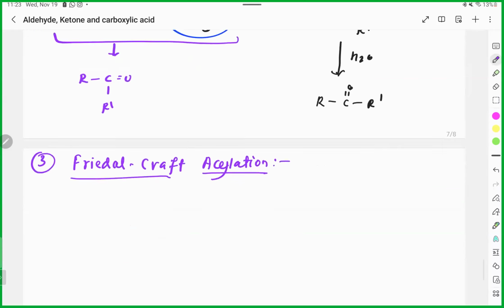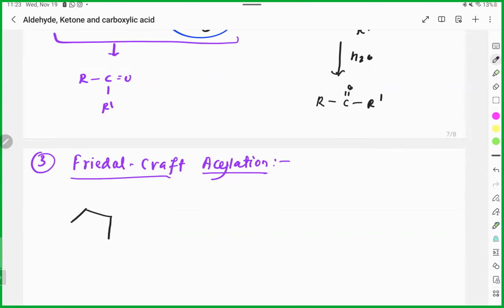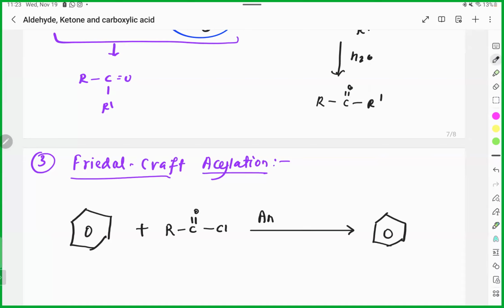In Friedel-Crafts acylation, if you take a benzene ring and you add RC double bond OCl, Samarth, what should I add here? What should be the reagent? Anhydrous AlCl3. Why?